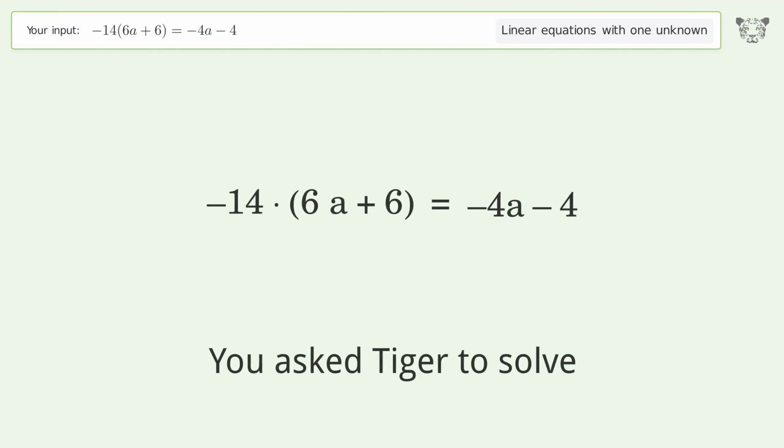You ask Tiger to solve. This deals with linear equations with one unknown. The final result is a equals -1. Let's solve it step by step.